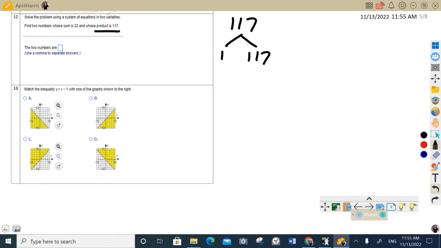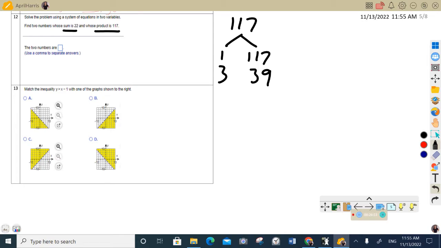1 times 117 gives you 117. All right, well, 117 can't be divided by 2. 117 divided by 3 is 39. Okay? Now I'm looking for a sum of 22. So I want the 2 numbers to multiply to give you 117 and a sum of 22. Well, right now the sum of 3 and 39 would be 42, so that's too big. So you're going to keep going, 117 divided by whatever.